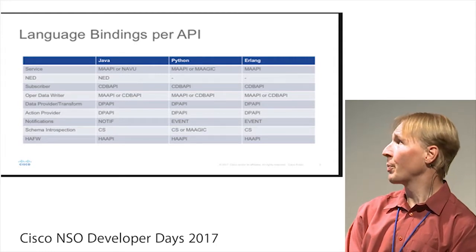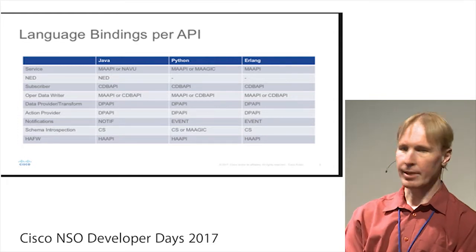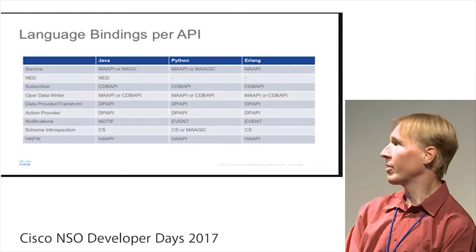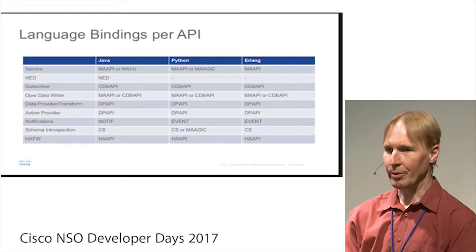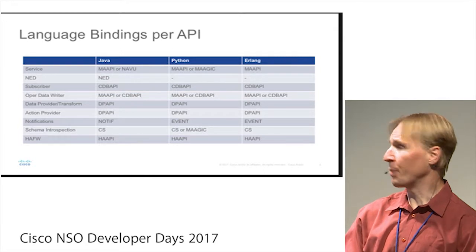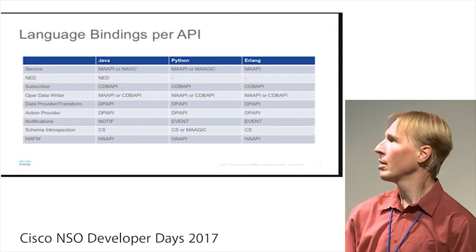We have the subscriber APIs, CDB APIs, the same in all. You can write operational data. You can write data providers. It's all the same in all the languages, really. Of course, the exact syntax varies a little bit between the languages, but all the same functionality is available, and the functions are pretty much called the same things.